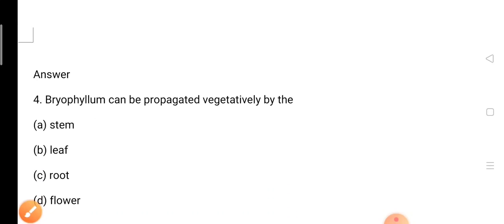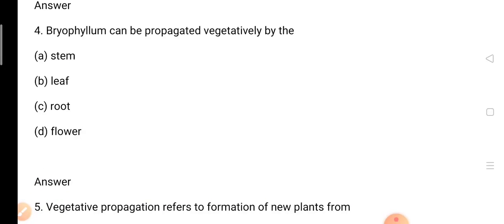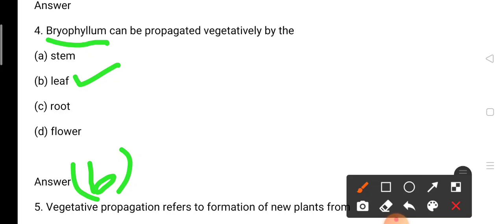Now the next question is about bryophyllum. Bryophyllum can be propagated vegetatively by, and the options are stem, leaf, root, flower. We have discussed that in bryophyllum the leaf is the part through which the plant can propagate naturally. So option B is correct.